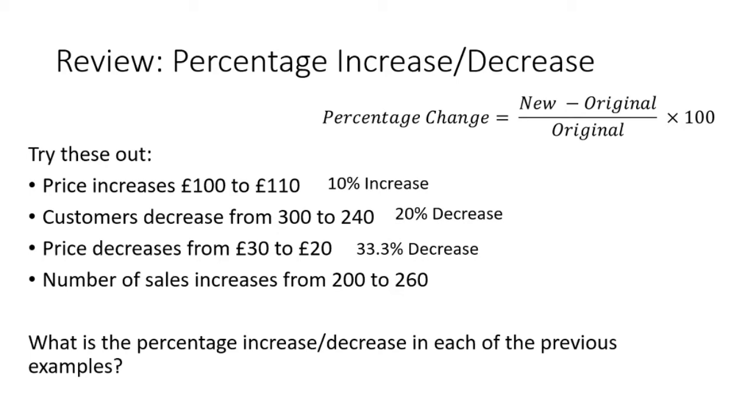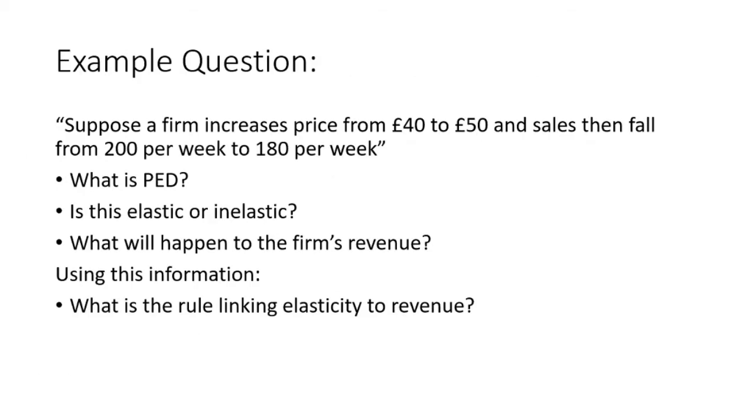For number 4, the number of sales increase from 200 to 260, that is a 30% increase because it is 60 divided by 200 multiplied by 100. So hopefully you found this pretty easy, and there'll be plenty more time to practice more questions like that. All right, let's look at an example question then.